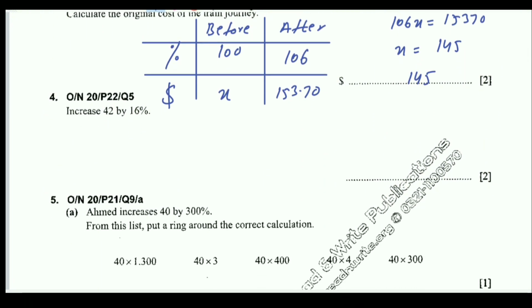Increase 42 by 16% means the same: simply make boxes. Before, after, percentage, and 100.